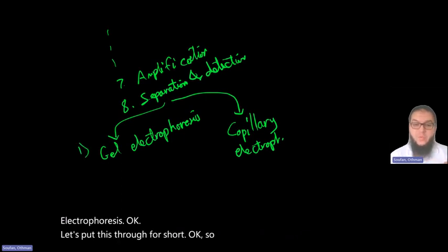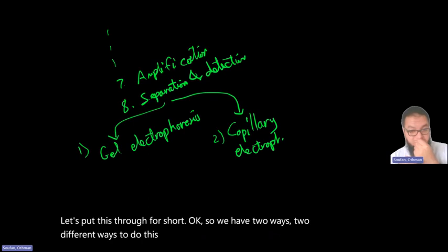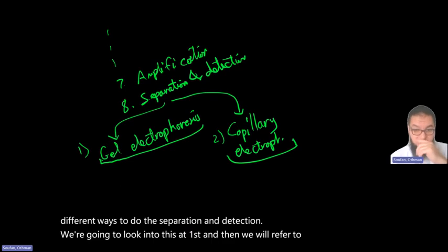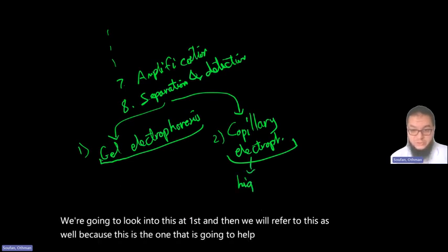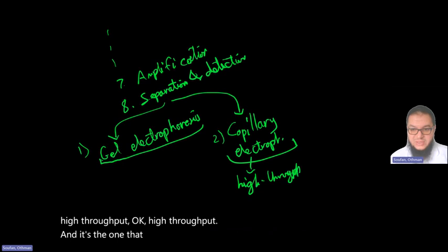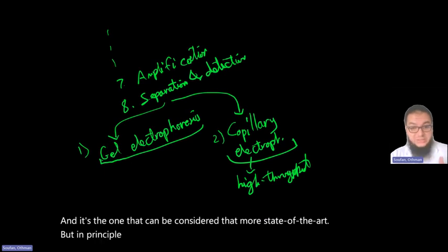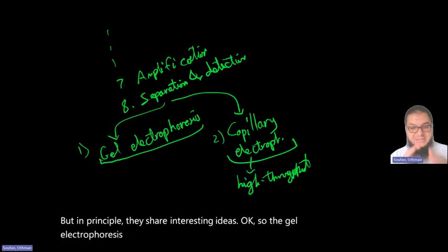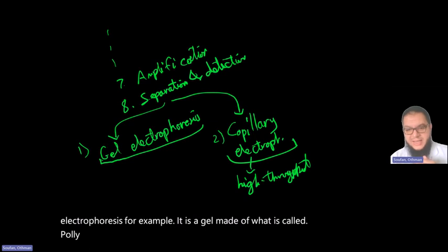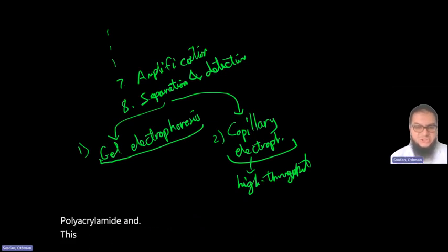So we have two different ways to do the separation and detection. We're going to look into gel first, and then we will refer to capillary as well, because that is the one that helps us achieve high throughput, and it can be considered the more state of the art. But in principle, they share interesting ideas. The gel electrophoresis, for example, uses a gel made of polyacrylamide, and this acts as a molecular sieve.